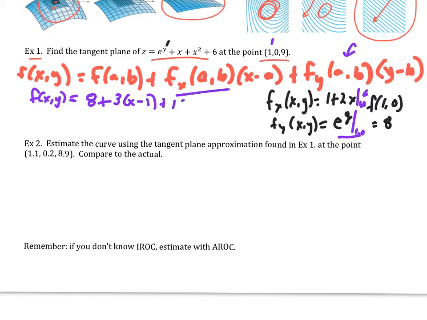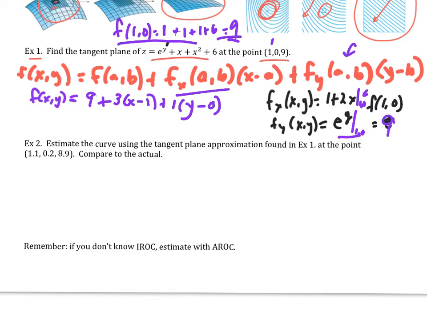So that's going to be 1 times y minus my 0. And I made a small mistake here. f of (1, 0) is 9, not 8. So I don't know if I can erase this. Yeah, I can. Good. So then this would be a 9 right there. And so this is 9. And then if you simplify this, I believe we get 6 plus 3x, and then I got plus y.